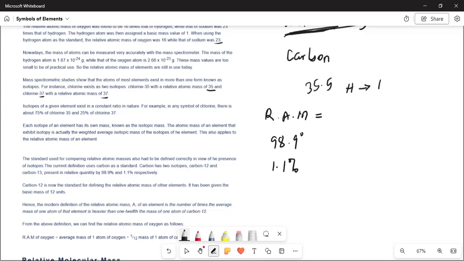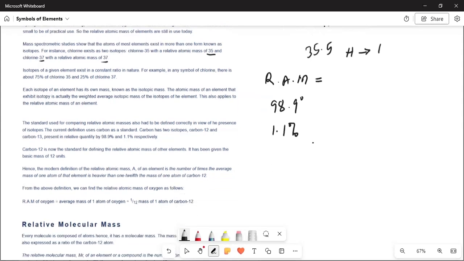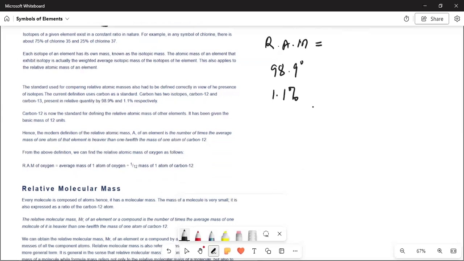And so the modern definition of the relative atomic mass of an element is the number of times the average mass of one atom of that element is heavier than 1/12 the mass of one atom of carbon 12. So mathematically, we write the relative atomic mass as average mass of one atom of that element divided by 1/12 the mass of one atom of carbon 12. So if we are to calculate the relative atomic mass of oxygen, for example, we will divide the average mass of one atom of oxygen by 1/12 the mass of one atom of carbon 12.